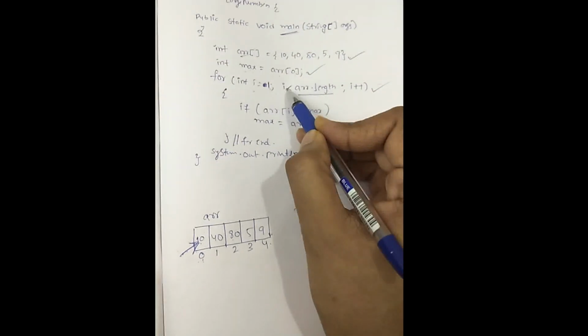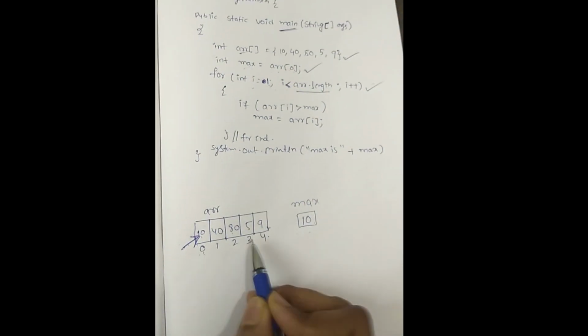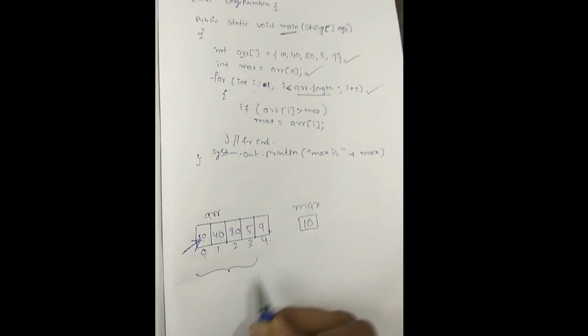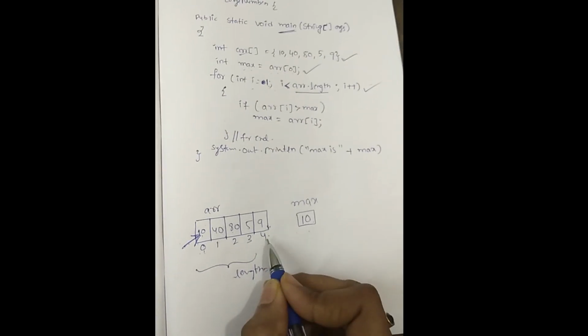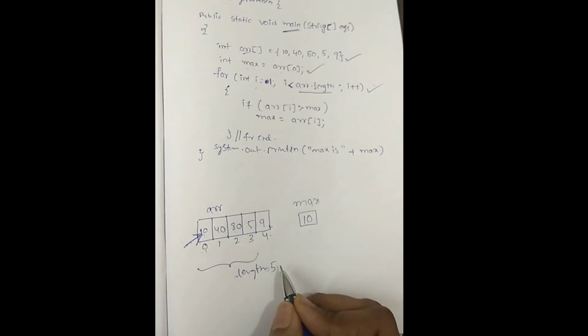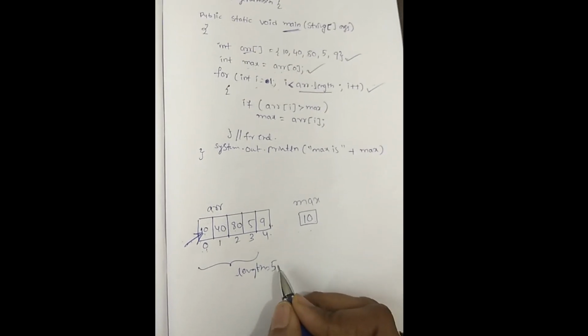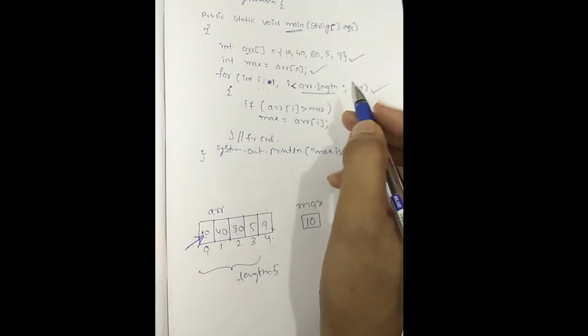Here I have given less than. Less than means array dot length. Here the array length is 5, but the indexes are available only until 4. So to avoid the array index out of bound exception, we have to give less than array dot length.